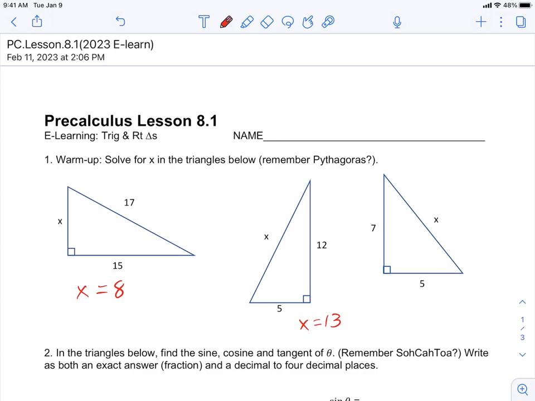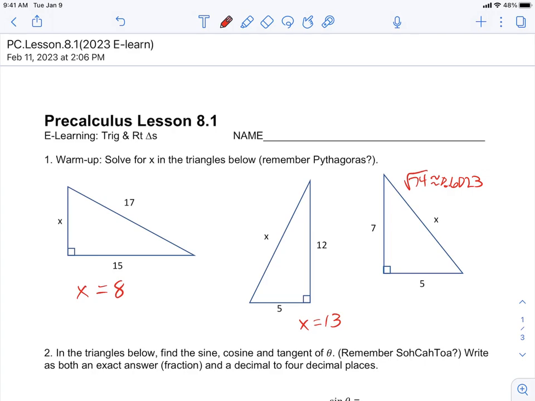And it might remind you that there are some whole number triples that we call Pythagorean triples that sometimes you can memorize to make your calculations quicker. So 8, 15, 17 is a Pythagorean triple. 5, 12, 13 is a Pythagorean triple. And of course, multiples of those would also be Pythagorean triples. The third one, however, will not come out to be a whole number. If you do it correctly, x should be the square root of 74, which is approximately 8.6023. That would be the decimal version of that answer.